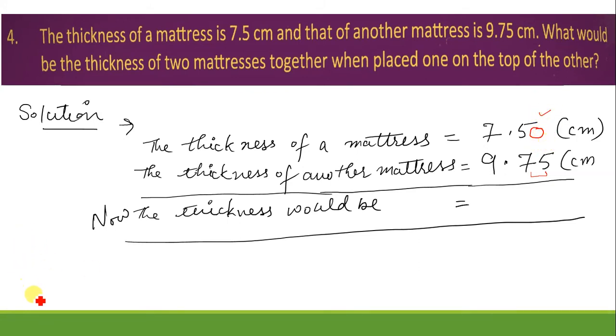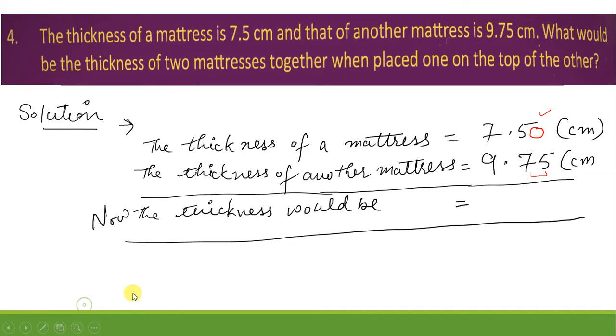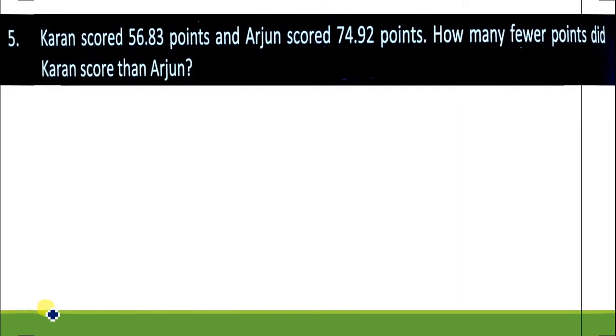Now you add the numbers, and you know how to add the numbers. 5 plus 0, 5. 7 plus 5, 12. Carry 1. 9 plus 1, 10. And 10 plus 7, 17. So 17.25 is your answer. Very easy question. Now the next word problem we have.